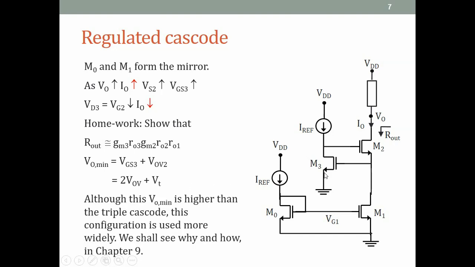Alright, now this circuit has the same Rout as the triple cascode, the circuit on the previous slide. But it turns out that this circuit is used more widely than the triple cascode, even though the VO-min of this circuit is higher than the triple cascode. But this is a little complex, so we'll come back to this only in chapter 9. For now we leave this as a current mirror, and in chapter 9 we'll build operational amplifiers using these various configurations.